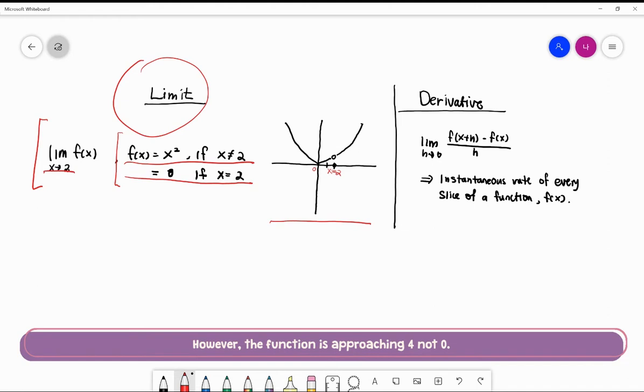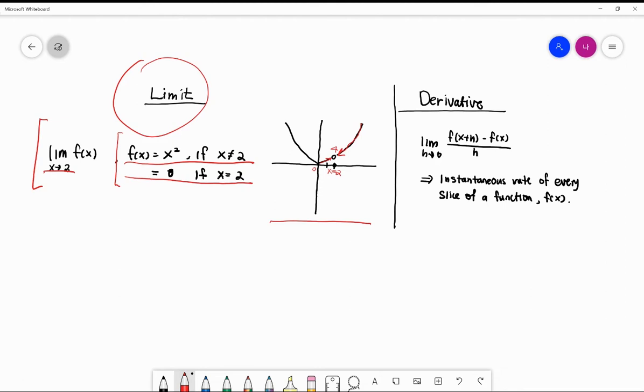However, f of x is approaching a value of 4 as x approaches 2 from the left. Similarly, from the right, f of x is approaching a value of 4 as x approaches 2. So which of the two is the limit of f of x at x equal to 2?